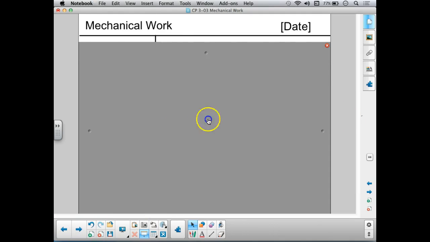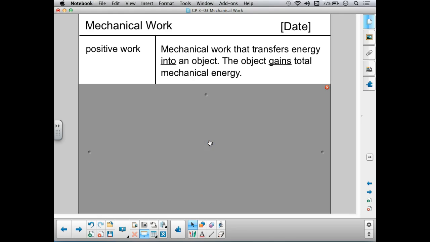There's a couple different ways that it could go. We could have positive work, and this means mechanical work that is transferring energy into an object. And we can tell because the object is gaining total mechanical energy. If I take a box and I lift it up to a height and place it on a shelf, I have done positive work on that box because I have given it mechanical energy that it didn't have before. I did positive work on the box, gave it energy.